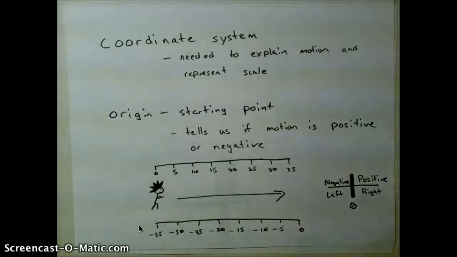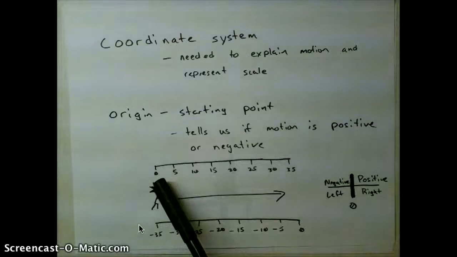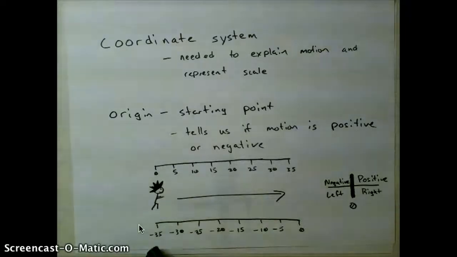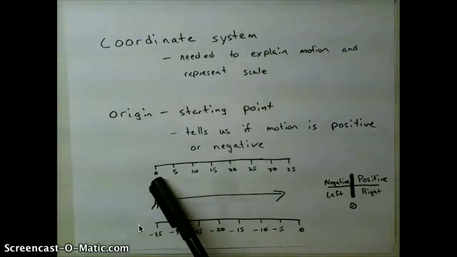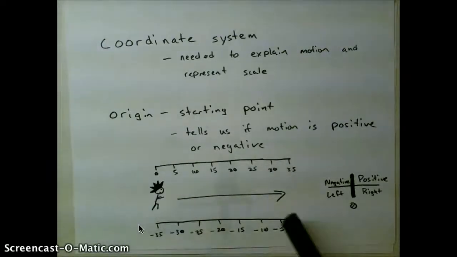So here we have Mr. Mohawk Man, and we have two different origins. We have him starting at 0 point on this coordinate system, and him starting at -35. Both systems are equally correct. The only difference between them is where the origin is. This one's origin is 0 where he's at. The origin on this one is 0 at the finish line.